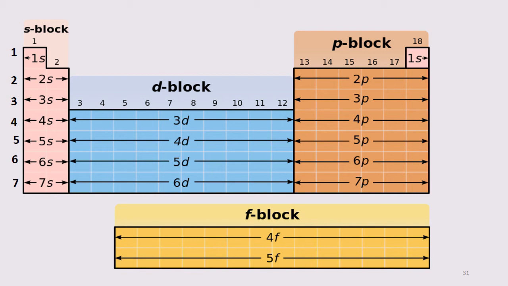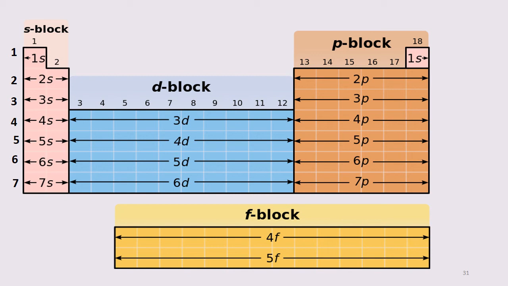All right, then jump on over to the P block. The P block, which is 13 through 18, or 3A through 8A, if you use the A designation, those are the p electrons. Now remember that the p subshell has 3 orbitals for a total of 6 electrons, and so we have 6 columns to represent the p orbitals.